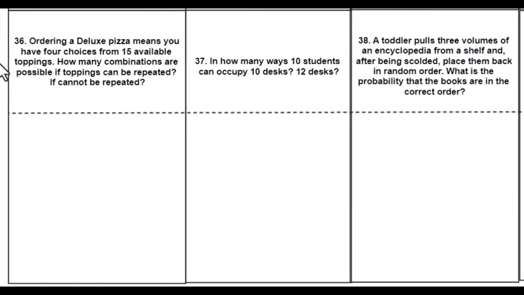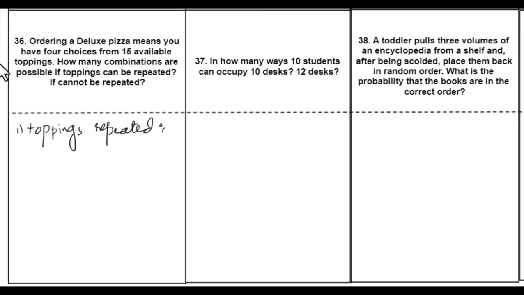Let's move on. In question 36, ordering a deluxe pizza means you have 4 choices from 15 available toppings. So the available toppings are 15, and out of these 15 you have 4 choices. How many combinations are possible if toppings can be repeated, and if they cannot be repeated? So let us first solve the problem where toppings can be repeated.